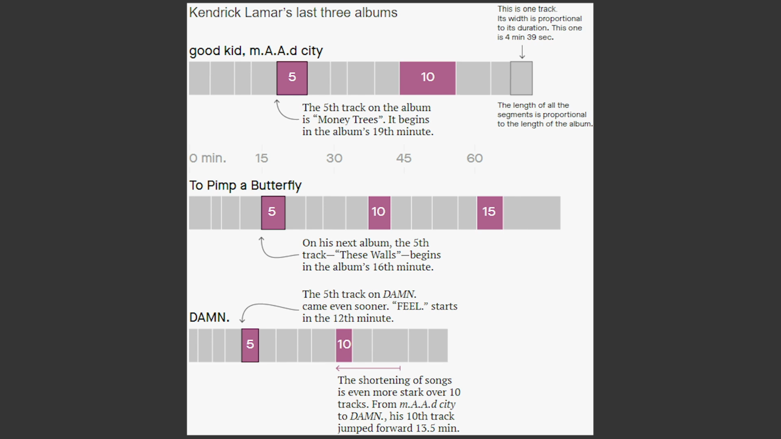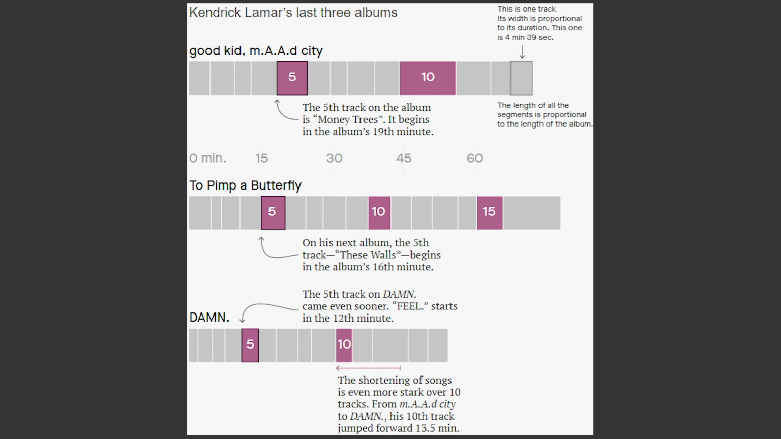Now, the average track length in Good Kid, M.A.A.D City is 5 minutes and 37 seconds, and all tracks are 3 minutes and 30 seconds or longer. Some tracks even surpass the 6-minute limit, including Money Trees and the 12-minute long Sing About Me, I'm Dying of Thirst. The entire album, Good Kid, M.A.A.D City, lasts 68 minutes and 23 seconds. Now, on the flip side, DAMN.'s average track length stands at 3 minutes and 57 seconds, and the entire length of the album stands at 54 minutes and 54 seconds.